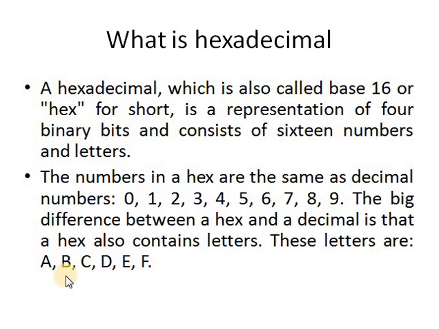So the letters are A, B, C, D, E, F. That is, from 0 to 9 you have numbers, from 10 to 15 A is 10, B is 11, C is 12, D is 13, E is 14 and F is 15. So this is what hexadecimal is. Decimal, you know what decimal is, 0 to 9, and hex, that is 0 to 9 and A to F.